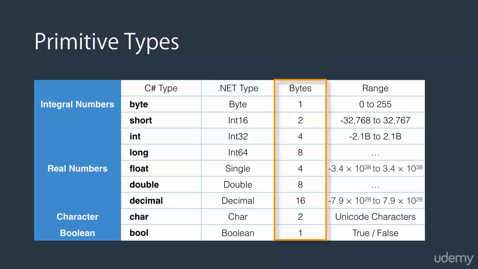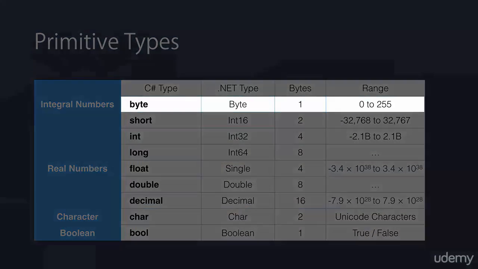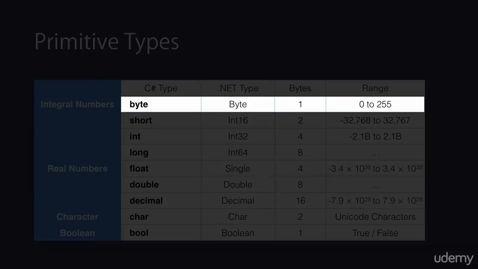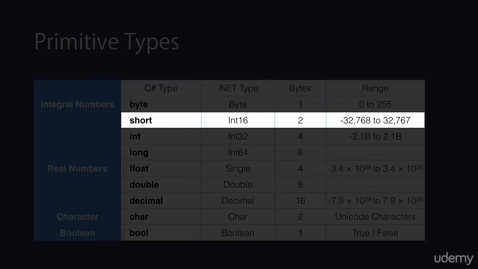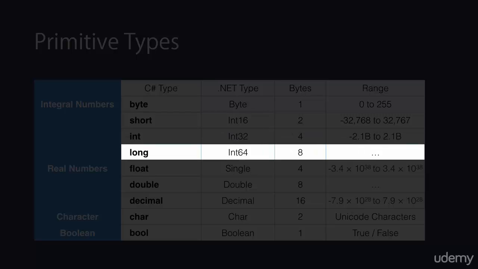The third column here shows the number of bytes each data type uses, and I have listed these data types from the smallest to the largest in each category. So in the category of integral numbers, you see byte is the smallest, it takes only 1 byte, whereas long is the largest and it takes 8 bytes. The more bytes we have, the more storage we have, and we can store larger numbers. You don't really have to memorize the range of each data type, but remember, byte can store a value between 0 to 255. Short can store a value between minus 32,000 to plus 32,000. Integer can store a value between minus 2 billion to plus 2 billion, and long is even bigger than that.